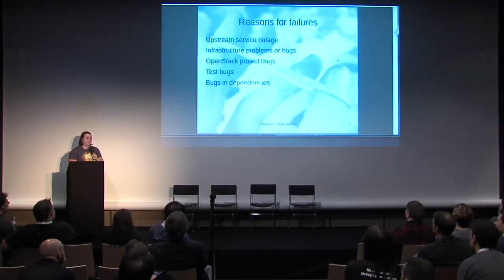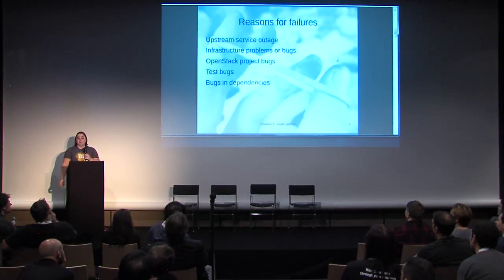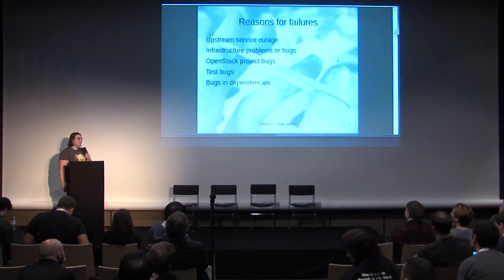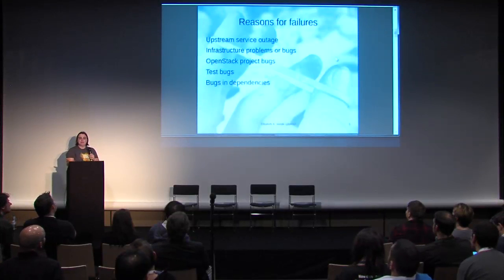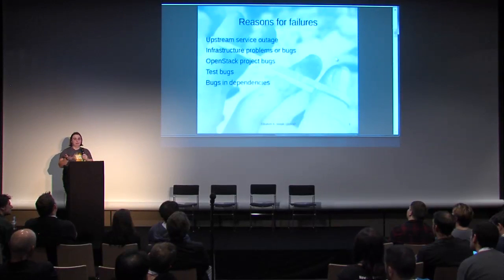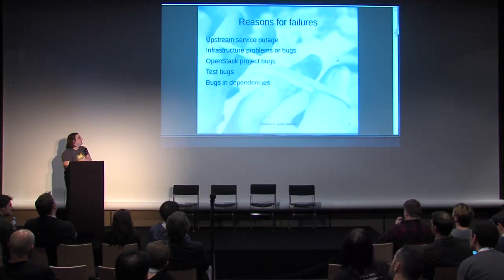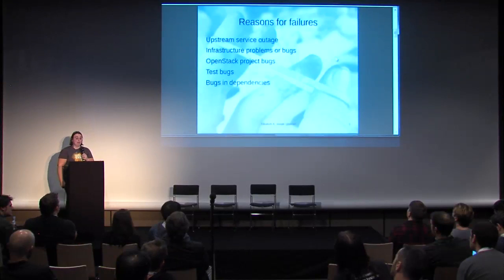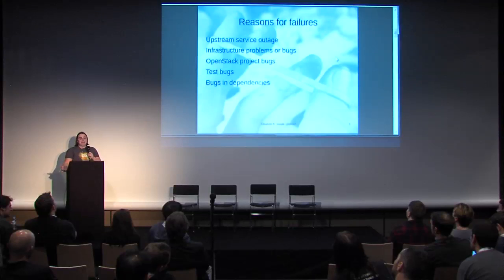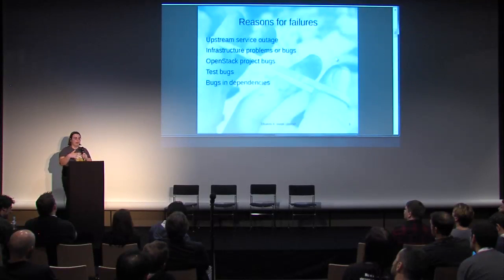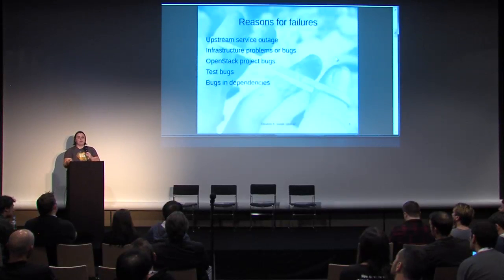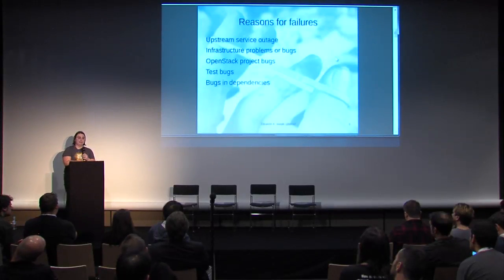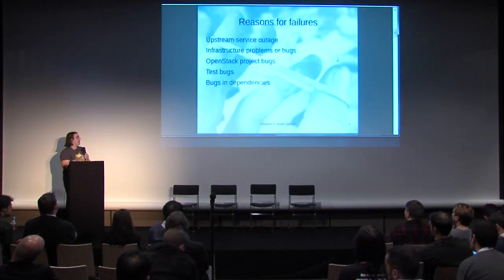Unfortunately, it doesn't always work quite like that. Sometimes there are failures that have nothing to do with the code that you're actually putting into the repository or proposing. There could be an upstream service outage. Maybe the cloud can't contact the Ubuntu repository or something. There may be an infrastructure problem. Those never happen, or bugs. OpenStack may actually have a bug that is only encountered every once in a while, so your test just happened to bump into the bug. The test itself may have a bug, so your code should be passing the test, but something's wrong with the test itself. There's also sometimes dependency issues.